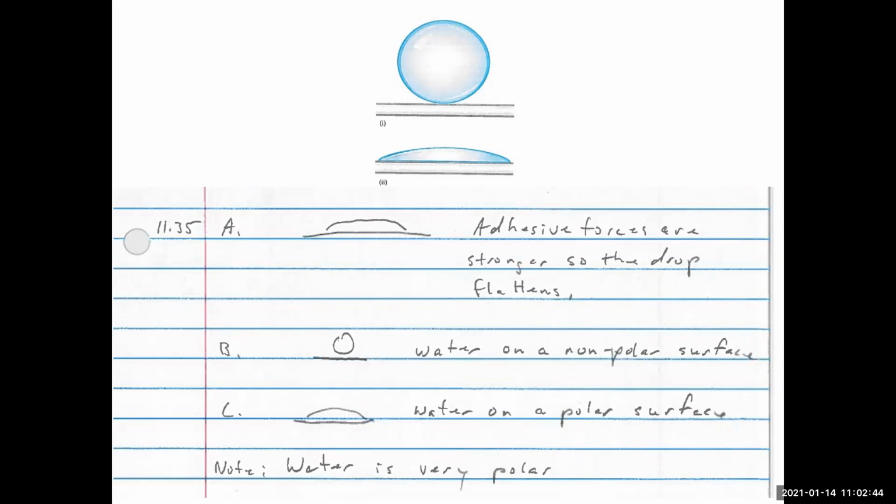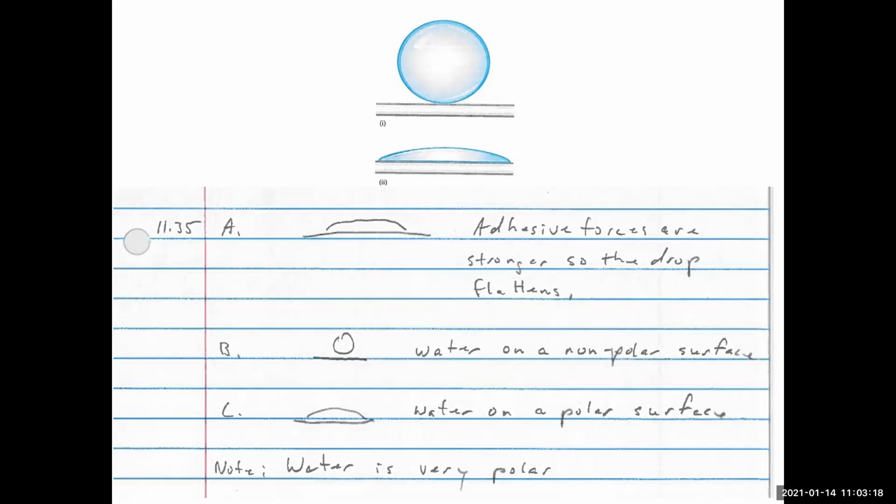Okay, the first one, 1135. It says liquids can interact with flat surfaces just as they can with capillary tubes. The cohesive forces between the liquid can be stronger or weaker than the adhesive forces between liquid and surface. In which of these diagrams do the adhesive forces between surface and liquid exceed the cohesive forces within the liquid?